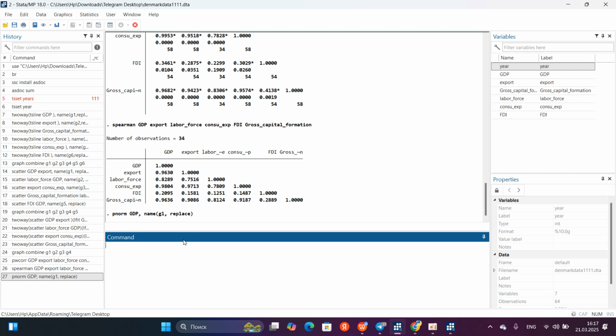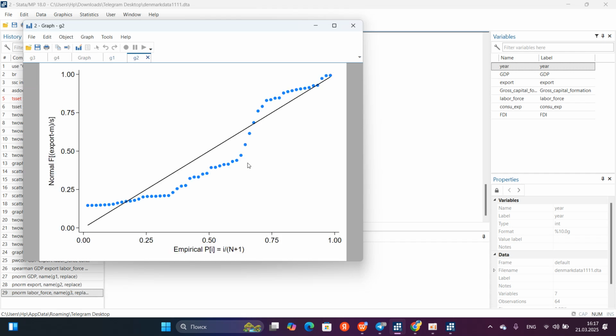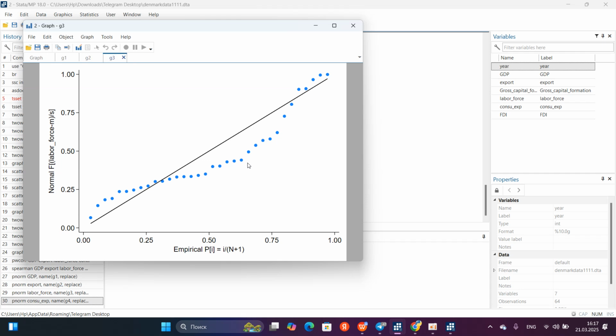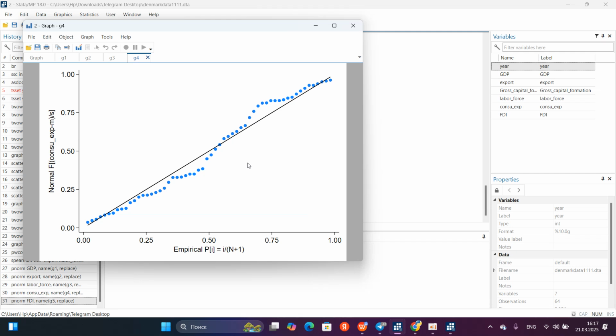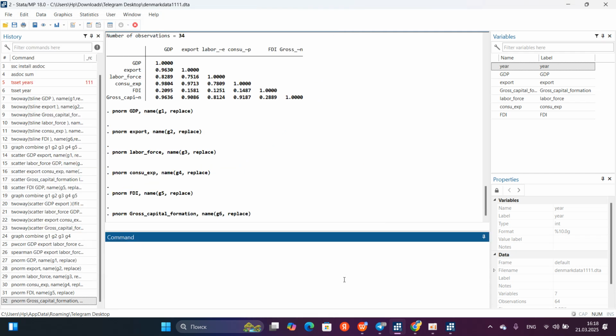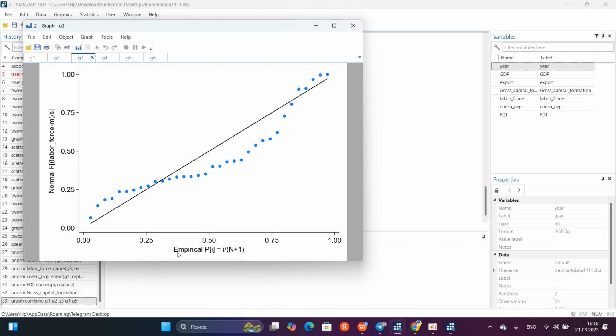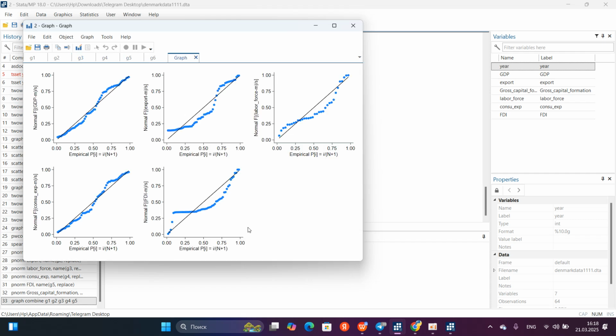I think there are no issues. Okay. Second graph, our third graph will be here. Okay, and our fourth, and lastly our fifth graph. And let me show all of them in one graph. Graph combine G1, graph 3, graph 4, and graph 5. And here you can see all the graphs in one table, like that. You can copy and paste it to your Word file.